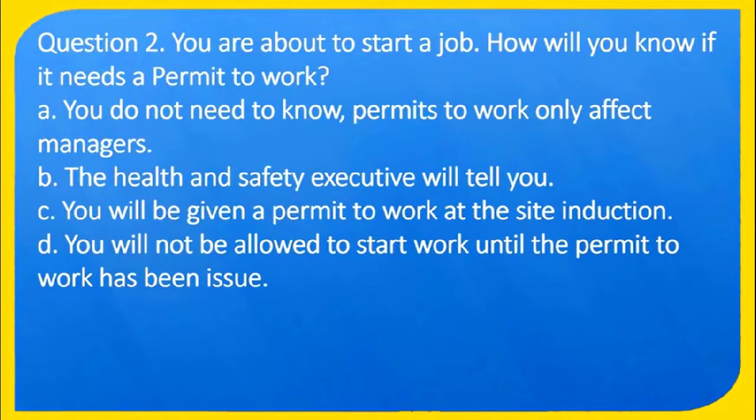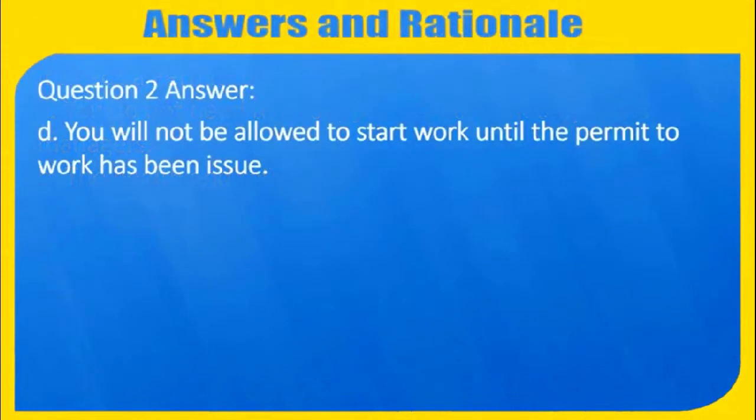Question 2. You are about to start a job. How will you know if it needs a permit to work? A. You do not need to know. Permits to work only affect managers. B. The health and safety executive will tell you. C. You will be given a permit to work at the site induction. D. You will not be allowed to start work until the permit to work has been issued. Question 2 Answer, D. You will not be allowed to start work until the permit to work has been issued.